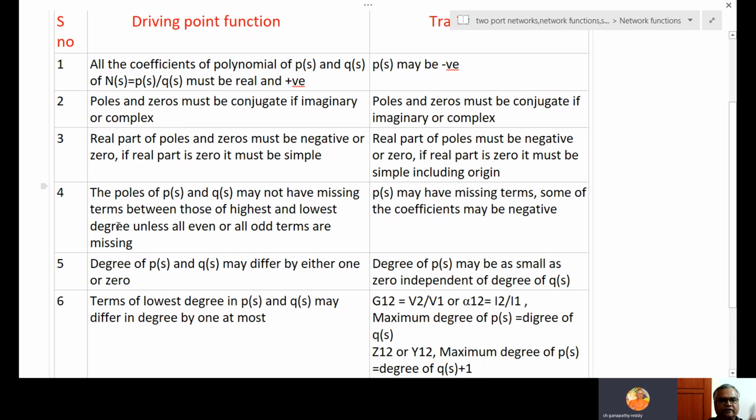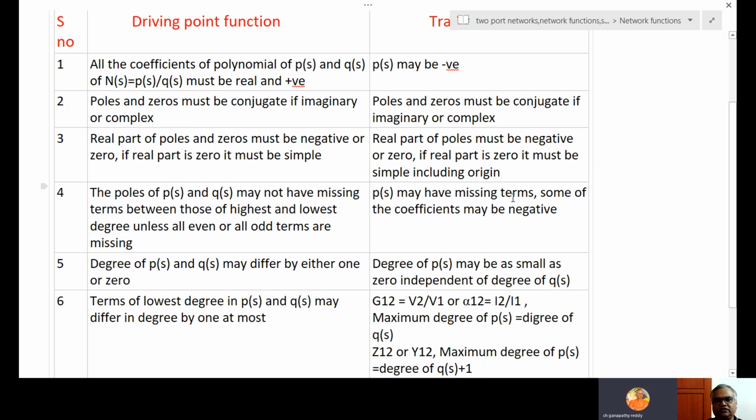It means what? If we start with s power 4, s power 3 should be there, s power 2 should be there, s power 1, s power 0. So all should be there. Otherwise, all even or all odd terms can be missed.